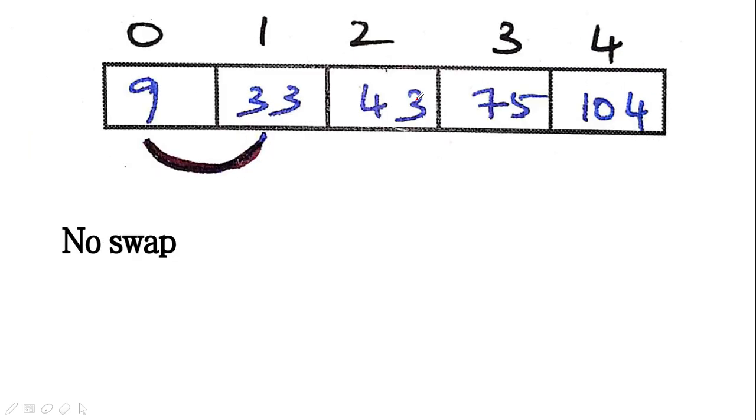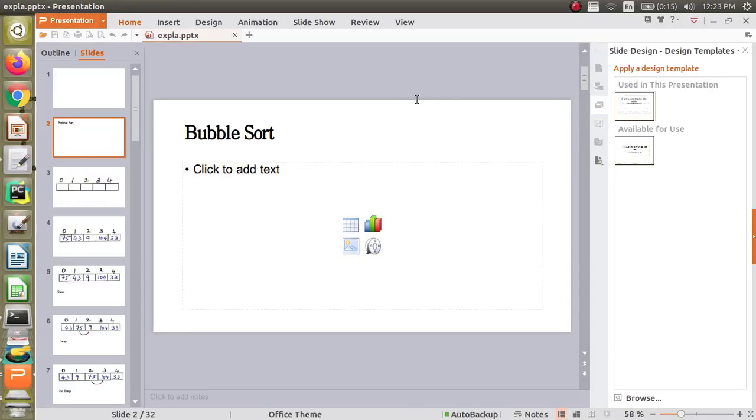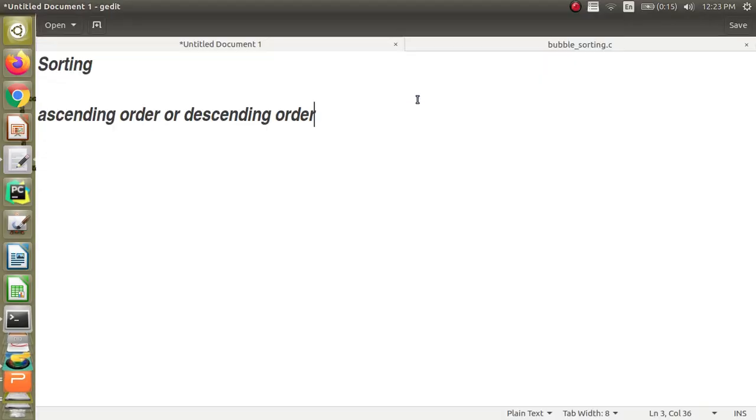Okay, so once again I will check the first and the second element. You find that they are in proper position, no swap. This is end of iteration 4. Okay, after 4 iterations you will see that the elements are properly sorted in order. This is the idea. Now we are going to implement this idea. So let us come back to the code.